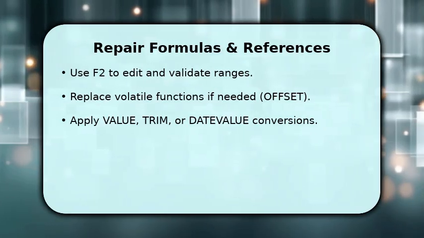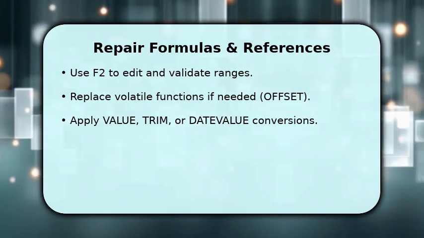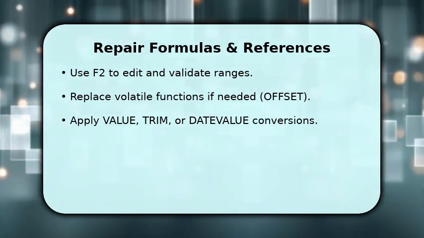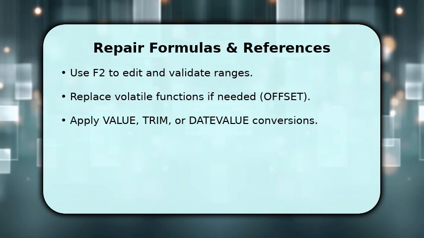If text is masquerading as numbers, wrap with VALUE or use Text to Columns. For stray spaces, apply TRIM. Make sure to press Ctrl+Alt+F9 to force a full recalculation and watch the result change.